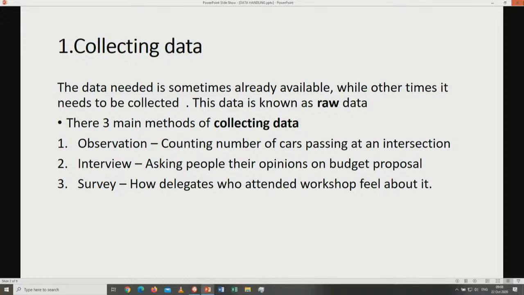You don't have to interfere with anyone. You can stand there by the shop and then count how many males are entering, how many females are entering. That's a way of collecting data which is called observation. So data can also be collected by way of observation. You observe and then you collect information.